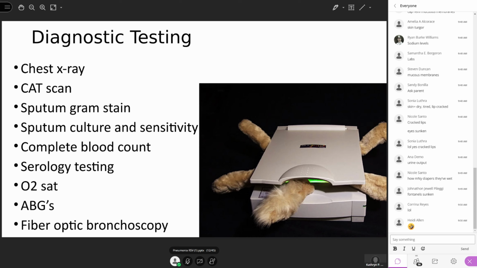Okay. A CBC, which was mentioned because we're looking at the white blood cell count and all of those different things. Serology testing, O2 sat, ABGs, and for ABGs, your patient's got to be pretty sick to get them, because ABGs are kind of crummy. They hurt. They're going into an artery, usually in the wrist, very uncomfortable for the patient. And then they might do a fiber optic bronchoscopy to see if there's something in the lungs that's causing the pneumonia. Does anybody know what one of the big culprits with pneumonia for children is? And they would do a fiber optic bronchoscopy.